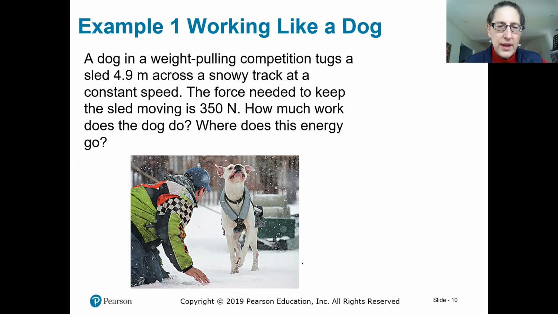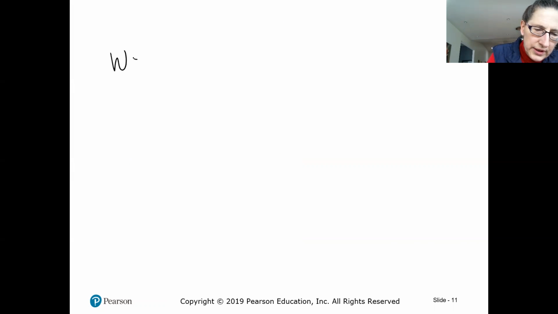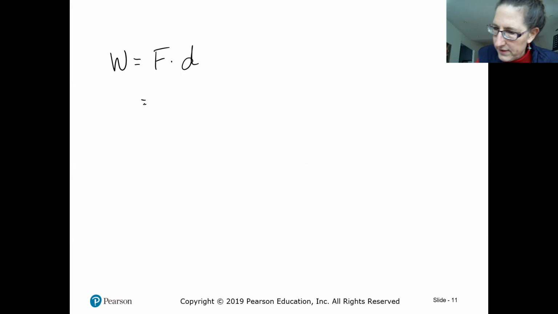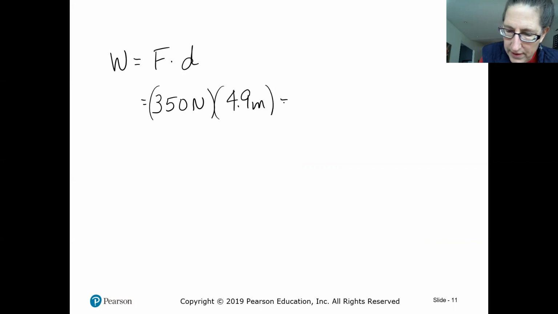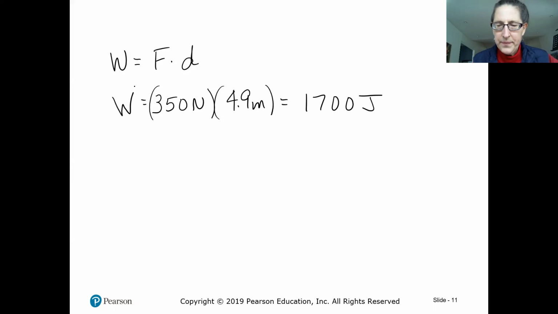Okay, so let's do an example. We have a dog pulling some weight across the snow. We're told the displacement is 4.9 meters, and the force is 350 newtons, and we want to know how much work the dog does. So work is force times, in this case, just distance. The force was 350 newtons, and the distance moved was 4.9 meters. And so that works out to 1,700 joules. A joule actually isn't that much energy, so you do tend to get pretty big numbers when you're calculating joules.